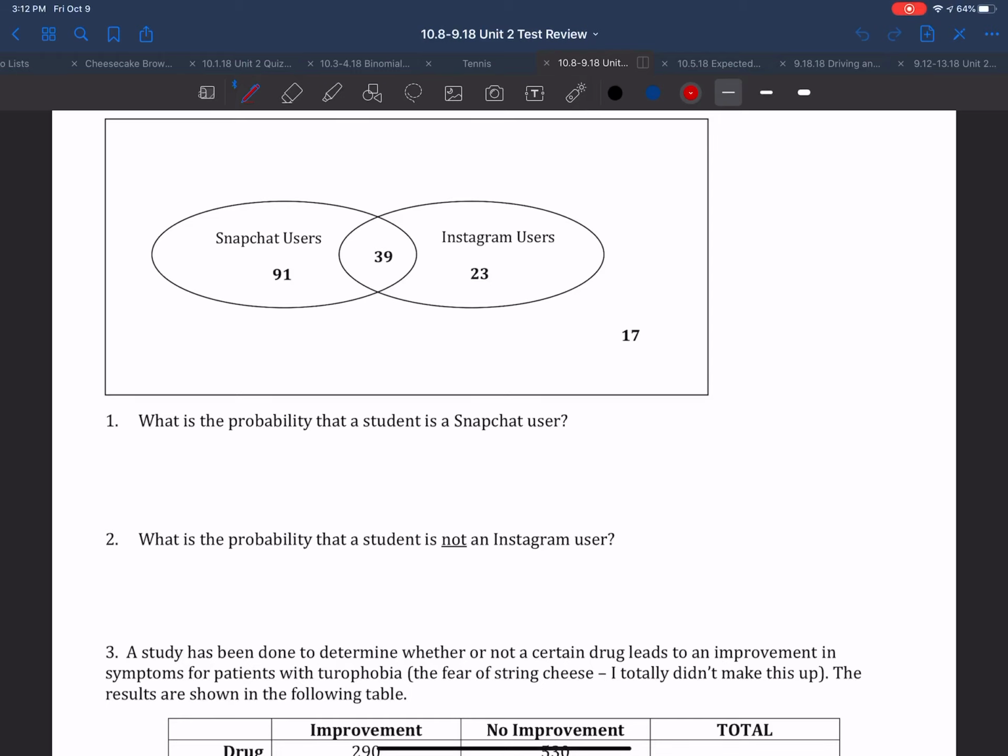So first we need to figure out how many total students there are. If we add up 91 and 39, 23, and 17, we should get a total of 170 students. We're looking at students that use Snapchat, so we want to focus on all the students inside of the Snapchat circle. We've got 91 and 39, that makes 130. So 130 out of the 170 are Snapchat users. That's equal to 0.765 or 76.5%. And then, let me box off my final answer.